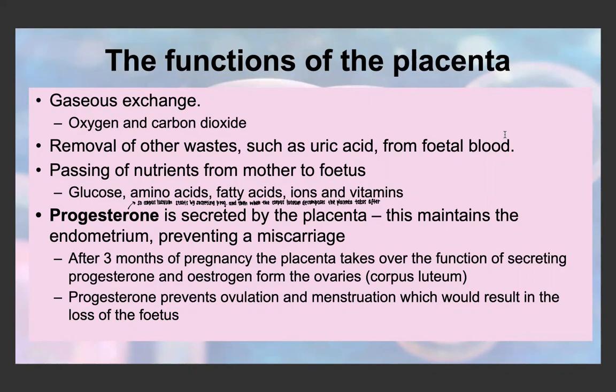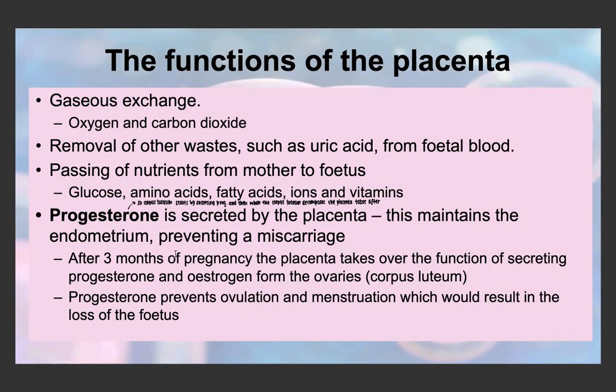Now we see that if fertilization does occur and implantation does occur, the placenta takes over from the corpus luteum in secreting progesterone to maintain the endometrium lining and prevent a miscarriage.